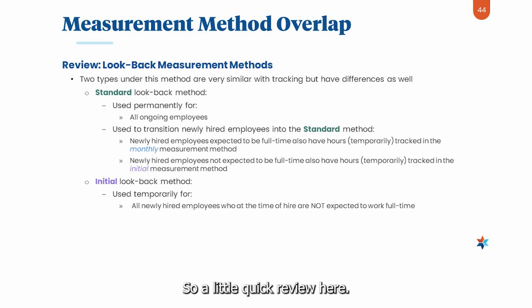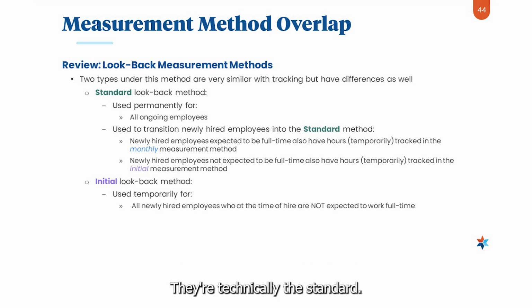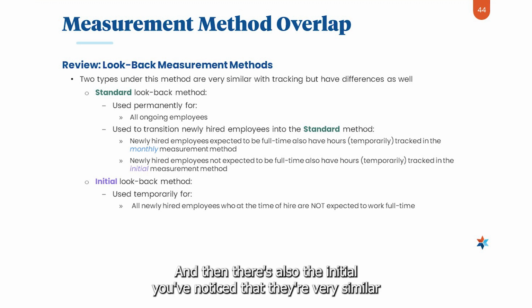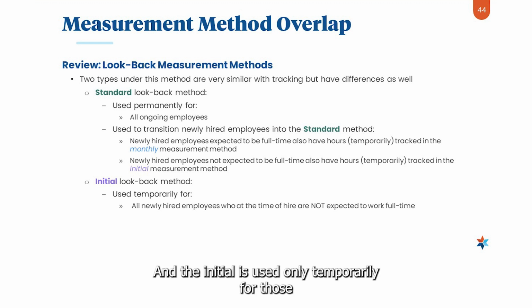So a quick review here. There are 2 types of look-back measurement methods. They're technically the standard, and then there's also the initial. You've noticed that they're very similar because they have the same basic tracking rules. The standard is used permanently, for everybody, and it's used to transition newly hired employees as well. And the initial is used only temporarily for those who are newly hired and expected not to be full-time.